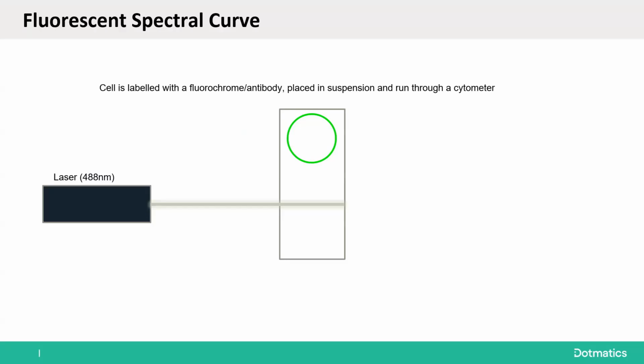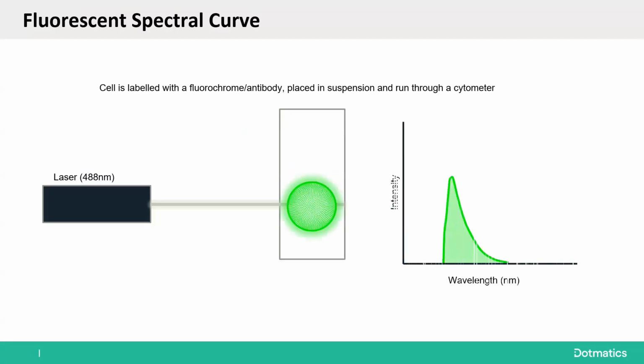So here I have a diagram of a cell that is labeled with a fluorochrome/antibody, placed in suspension and run through a cytometer, and we have a 488 laser, so we can guess that this is probably FITC. As it goes through the laser and gets interrogated, what is happening in a flow cytometer is that it's producing a Stokes shift, and that Stokes shift produces a wavelength. And that wavelength is measured by the mean fluorescent intensity, and you get a curve.